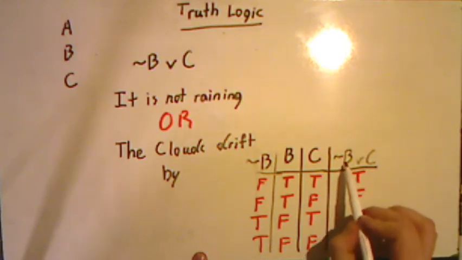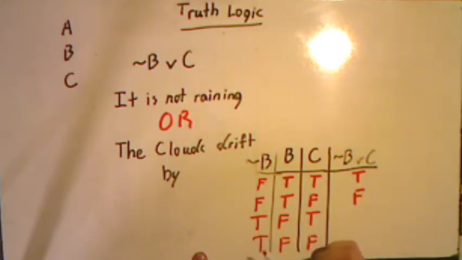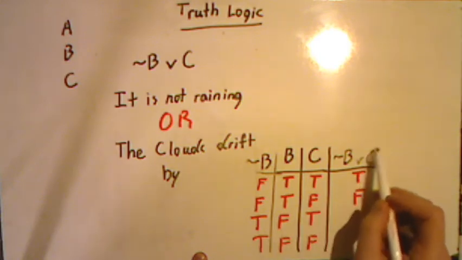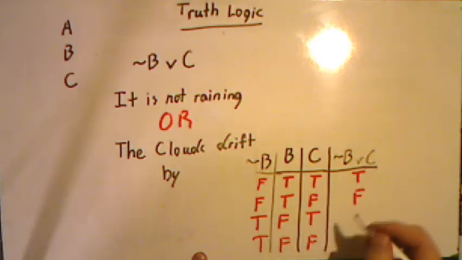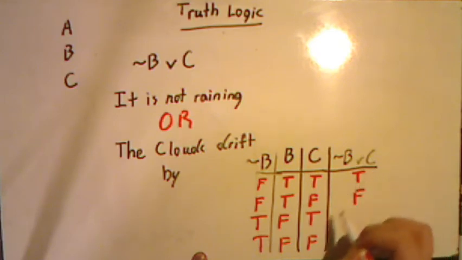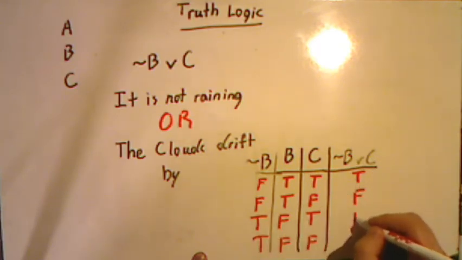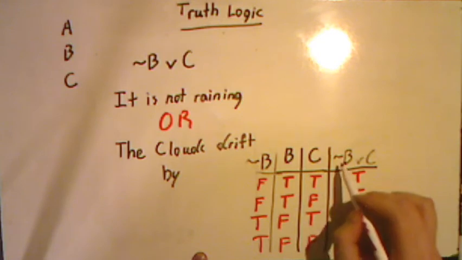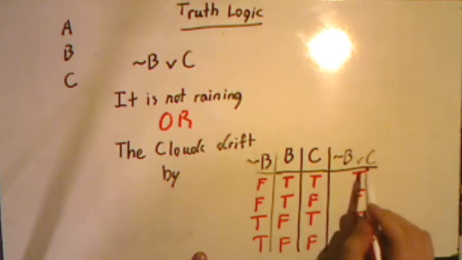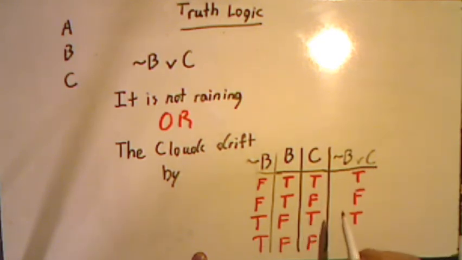All right, is not B true? Yes. Why not? Let's also check C. That's also true. We didn't need to check C because we have not B as true, so our final result is true. And then is not B true? Yes. Is C true? No. But since we have our first value as true, we get our final result as true.